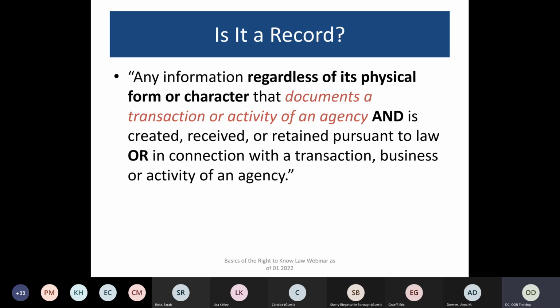The right to know law has a definition of a record, and I'm paraphrasing here, but any information, regardless of its physical form or character, that documents a transaction or activity of an agency, et cetera, et cetera. Okay, key phrases in red here: documents a transaction or activity of an agency. What does that mean? Well, it means that the communication is about the business of the agency, the municipality, the school district, the authority, whatever.